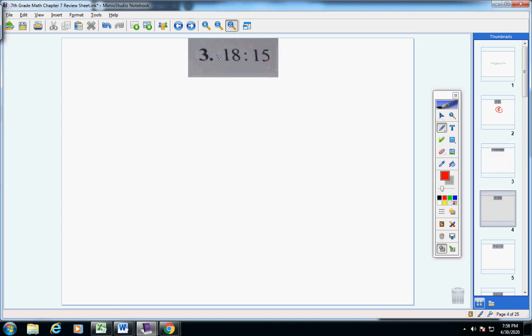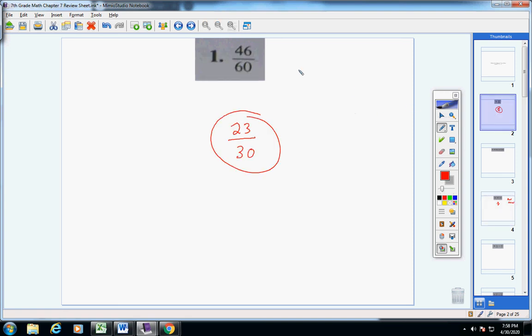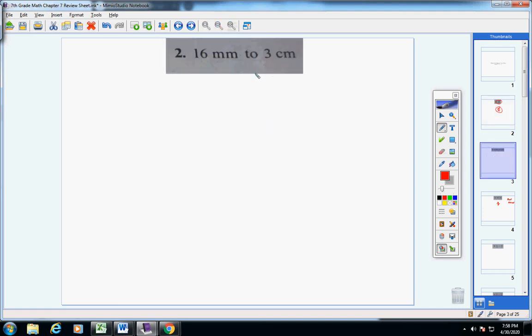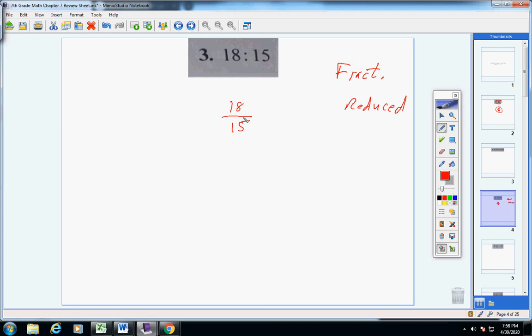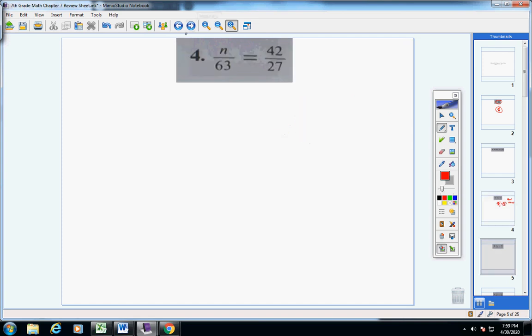All right, number 3. Okay, so 18 to 15, so we're going to put 18 over 15 there. Remember, the directions say to write your answer as a fraction and reduced. So there's 2 things you have to do. Now, number 1 was already written as a fraction. We just had to reduce it. But number 2 was not, we had to write that as a fraction. Number 3, we have to write that as a fraction. And now 3 goes into both these numbers. 3 goes into 18 6 times. 3 goes into 15 5 times. So the fraction reduces to 6 fifths. Okay? All right, moving on to numbers 4, 5, and 6.